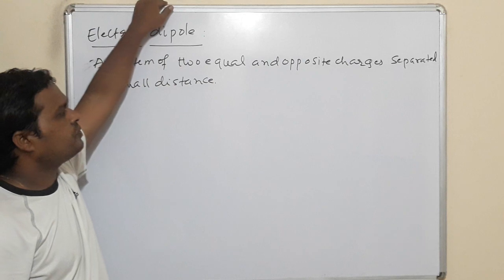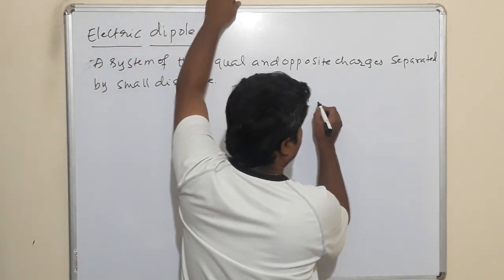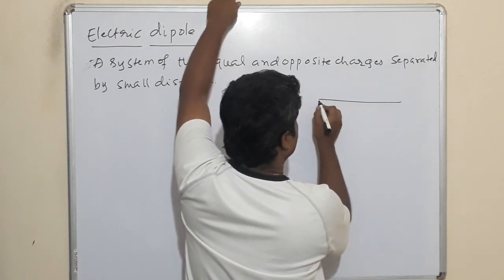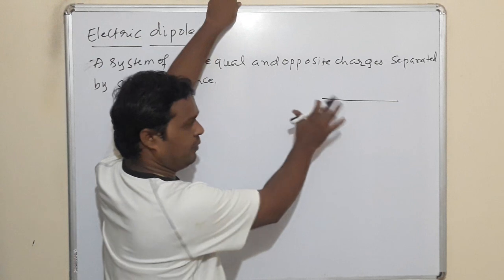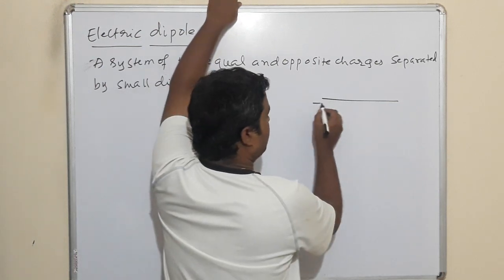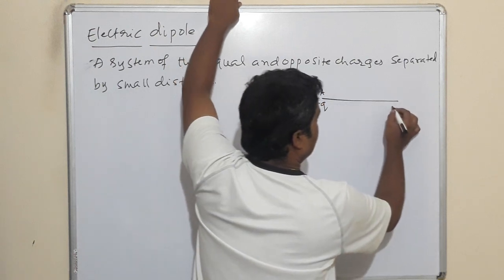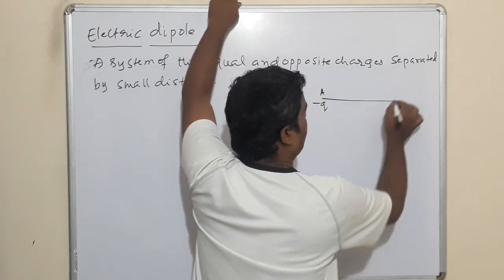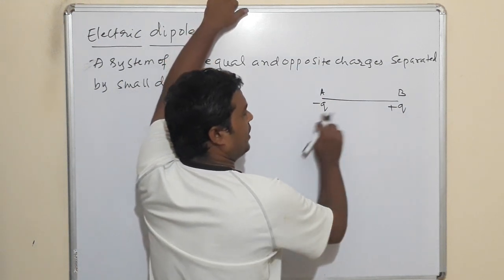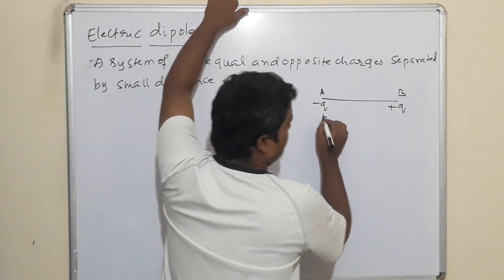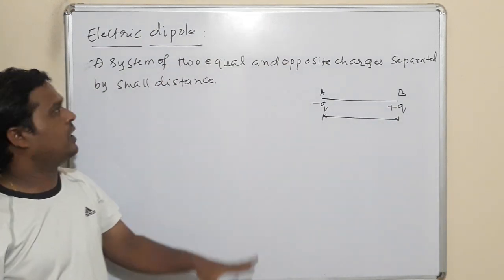So it is a system of two equal and opposite charges. See, this is a distance; it will be practically very small. This will be minus q placed at A, this will be plus q placed at B. A system of two equal and opposite charges separated by some small distance. This system is called an electric dipole.